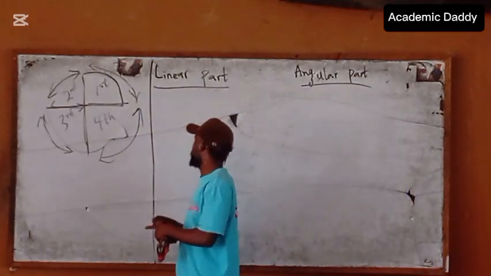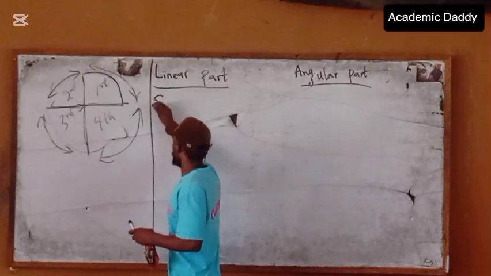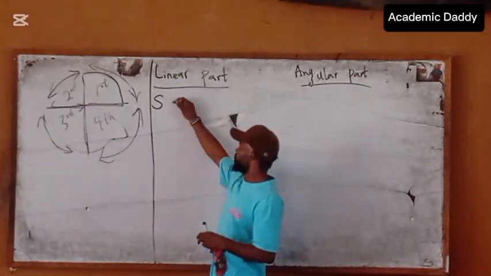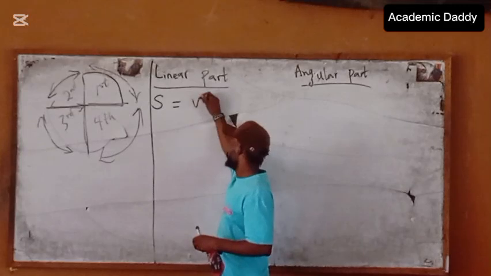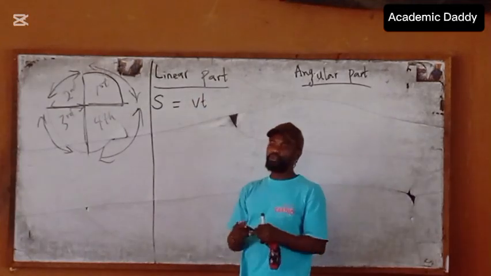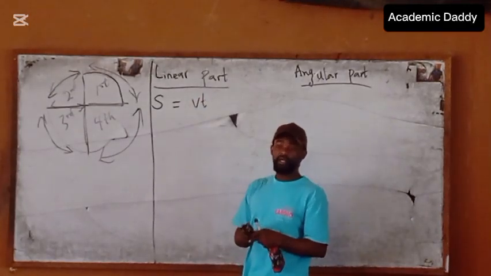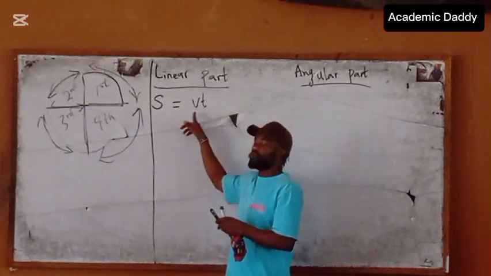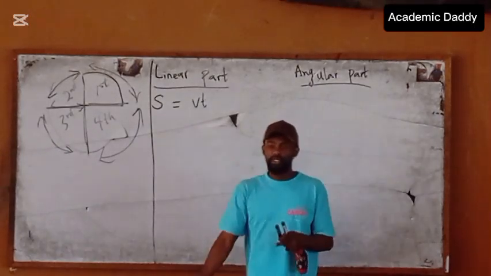You know that we represent displacement with S. And we know that for kinematics, linear motion, displacement is simply equal to what? Velocity times time. Is it not true? Do you still remember? Yes. Because by the time we do V equals S over T, then S will be equal to VT. Is it not true? Yes.